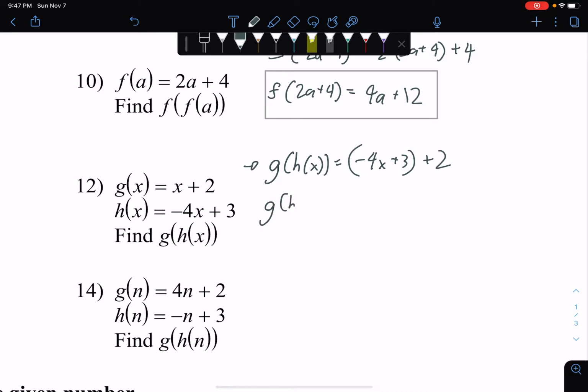Sorry about that. g of h of x is equivalent to negative 4x plus 5. And that sets it up. This is our final answer.